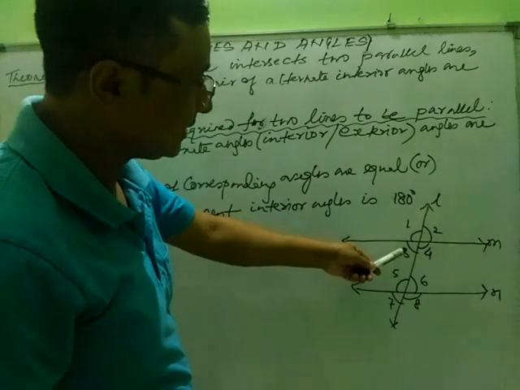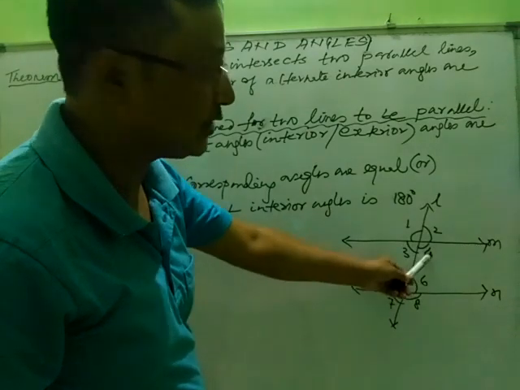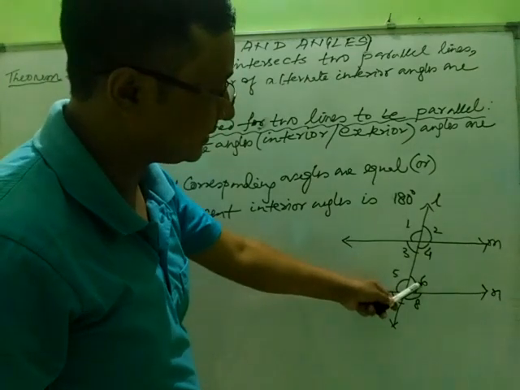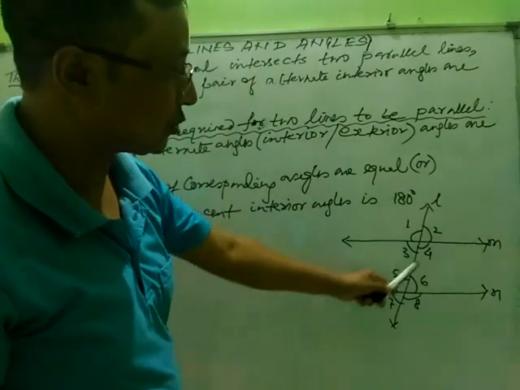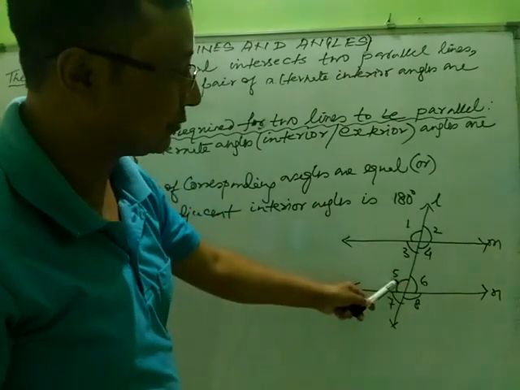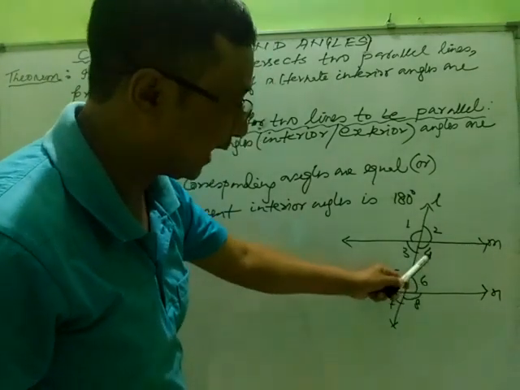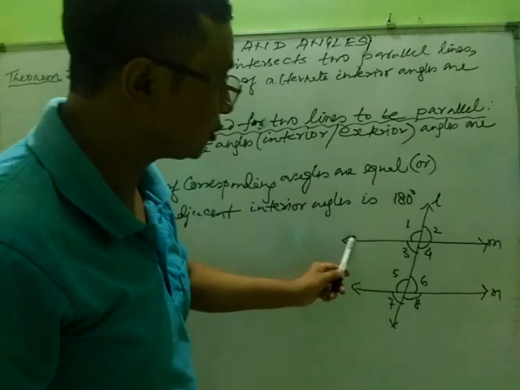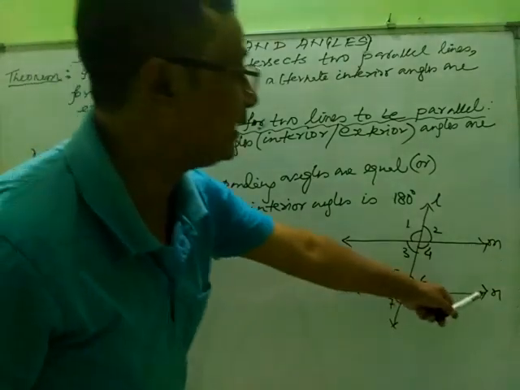Now these angles 3, 4, 5, and 6, these four are the alternate interior angles. So here, angle 3 equals angle 6. This is a pair of alternate interior angles. Angle 4 equals angle 5. This is another pair of alternate interior angles. So if any of these conditions you get equal, either angle 3 equals angle 6 or angle 4 equals angle 5, they form a pair of alternate interior angles. In that case also, the two lines will be parallel. So line m will be parallel to line n.